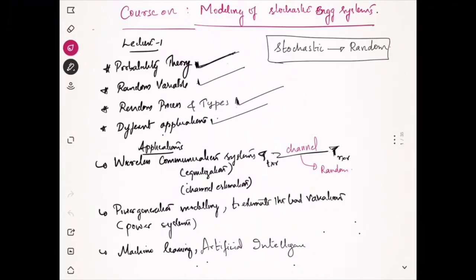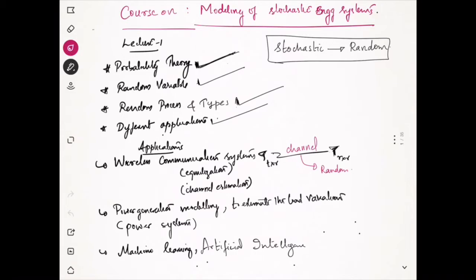Welcome to the course on modeling of stochastic engineering systems. The word stochastic means actually random, so we will be learning the basic tools which are used to handle these stochastic systems. So, how to model a stochastic system? For that, what are the basic mathematical tools which are required for it, and also we will see various applications in this course.